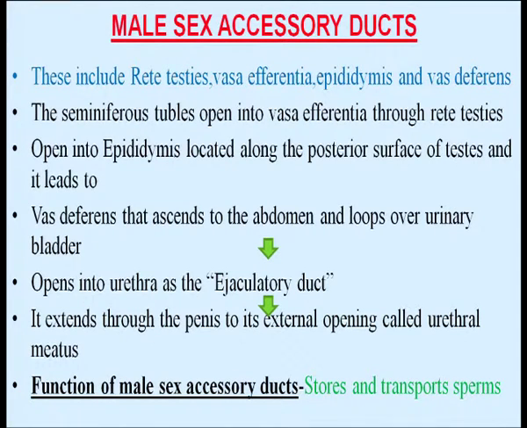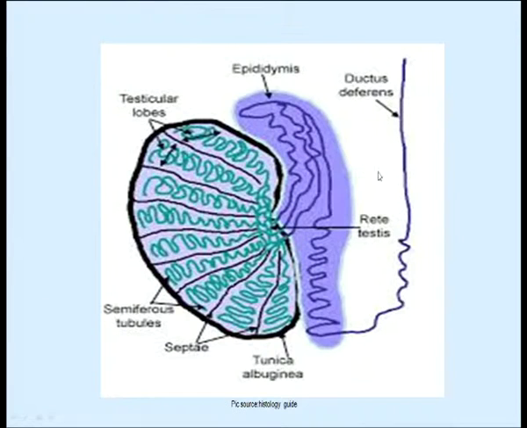Now, what is the function of these male sex accessory ducts? These not only store the sperm, they also transport the sperms. In this picture, you can see the sex accessory ducts. These are testicular lobules. The arrow is showing testicular lobules which are distinguished by septae. There is tunica albuginea, which is the outermost covering.